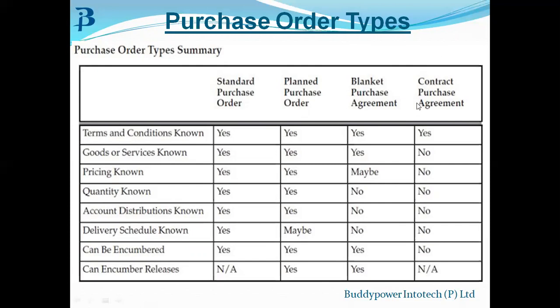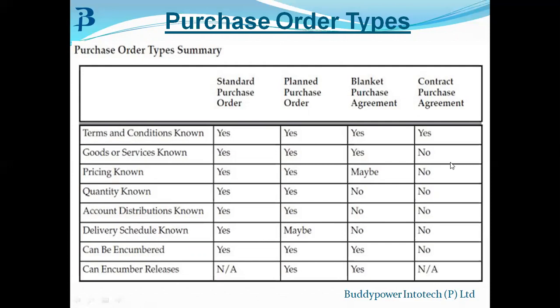Then comes your contract purchase agreement. Here, you create a purchase agreement with your supplier to agree on specific terms and conditions without indicating the goods and services that you will be purchasing. You can later issue a standard purchase order referencing your contracts. And you can also encumber these purchase orders if you have encumbrance accounting.